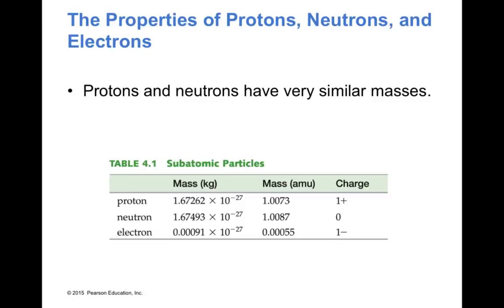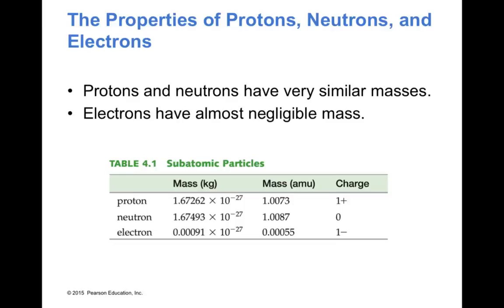As we can see, the mass of the protons and the neutrons are very similar, while the mass of the electron is almost negligible.